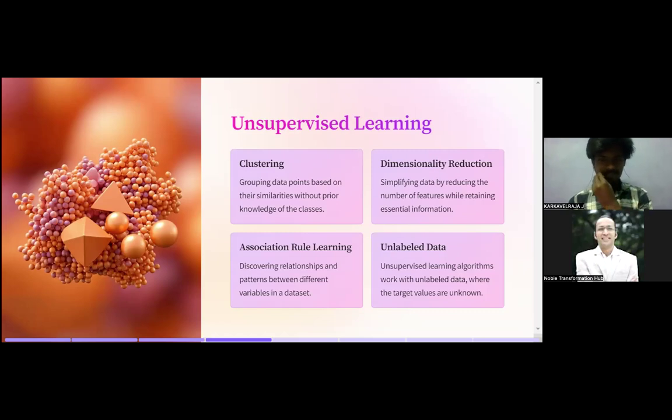In supervised learning, your input and output are already defined, target value is defined, and it is labeled data. In unsupervised, data is not labeled, and the target value is unknown. This is the major difference. Clustering is done on data which is not grouped. Dimensionality reduction reduces the features which are not required, non-essential for the model. And association rule learning is discovering relationships between different variables in the data set. It's very simple. So let's move to the other section.